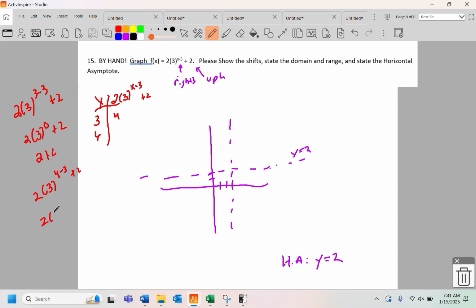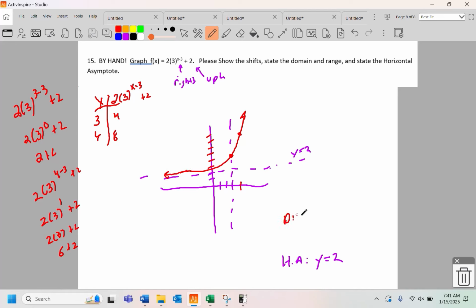I have 2 times 3 to the first. Anything to the first power is itself. So just 2 times 3, that's 6. 6 plus 2 is 8. And these are my 2 points on the graph. I contain 3, 4. And I contain 4, 8. And I'm an exponential function that grows over time, but I can never, ever, ever hit that asymptote.